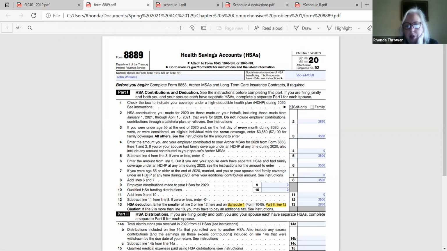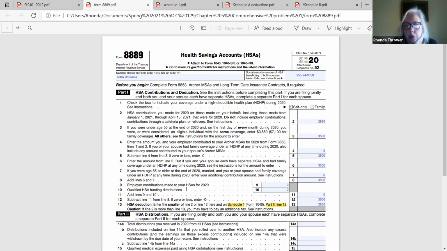And in line 7, it says if you were age 55 or older. Well, he's not, he's 45, so there wouldn't be anything you entered there in line 7. And line 8, we're going to add line 6 and 7 together, and that's going to leave us with the 3,500 amount for 2019 for the health savings account.